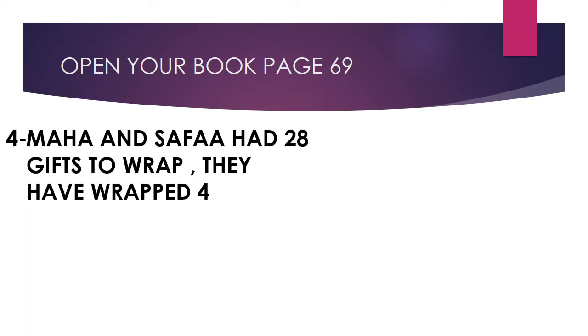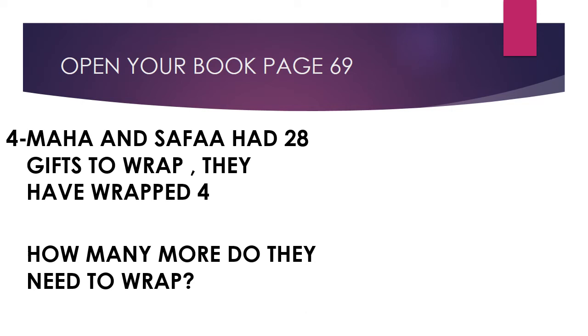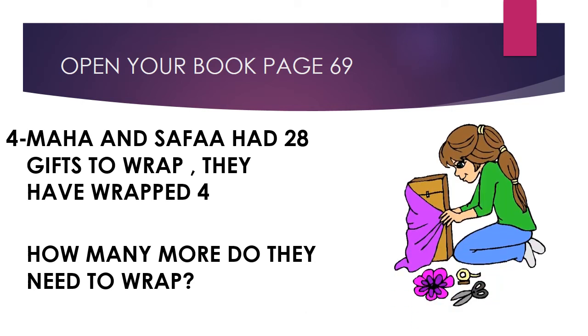Let's listen to our fourth story problem. Maha and Safa had 28 gifts to wrap. They have wrapped 4 only. How many more do they need to wrap? Okay, what is the first thing we are going to do? Is to circle our large number, which is 28. Excellent. And I will make a square on our small number, which is 4. And I will make a circle on the word, excellent, more.